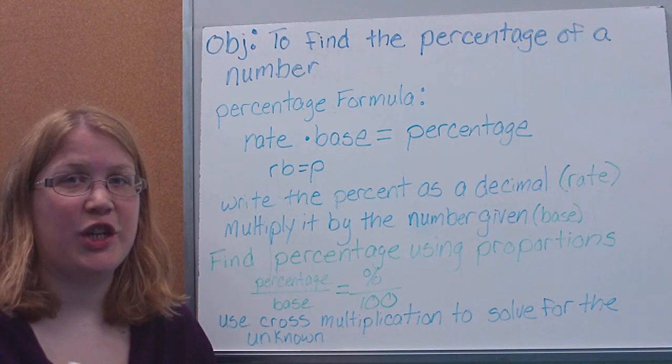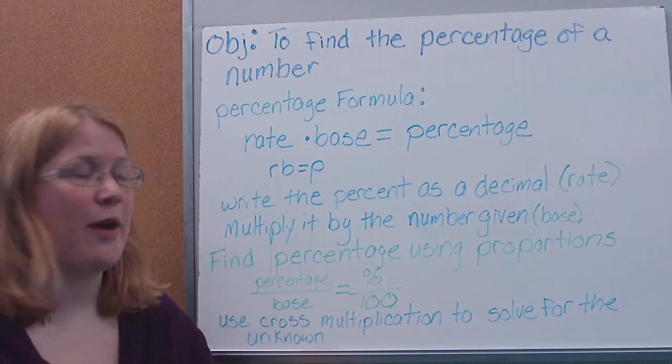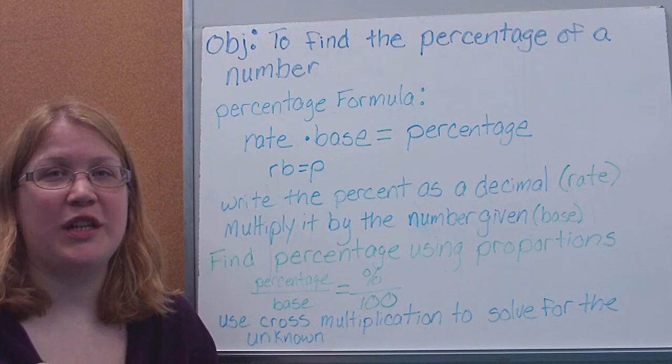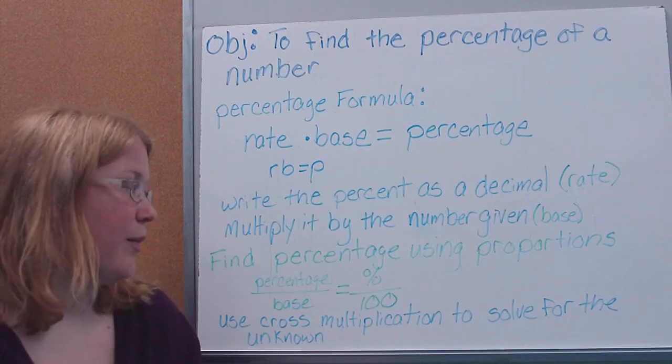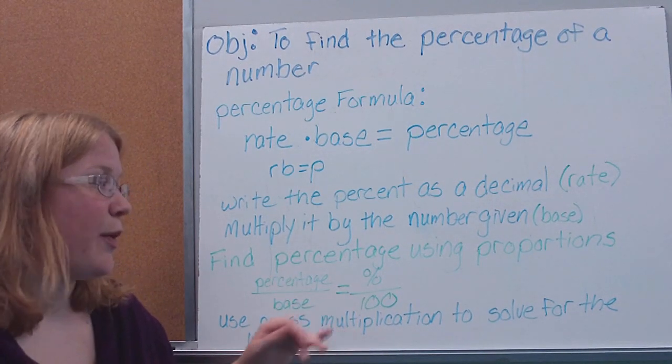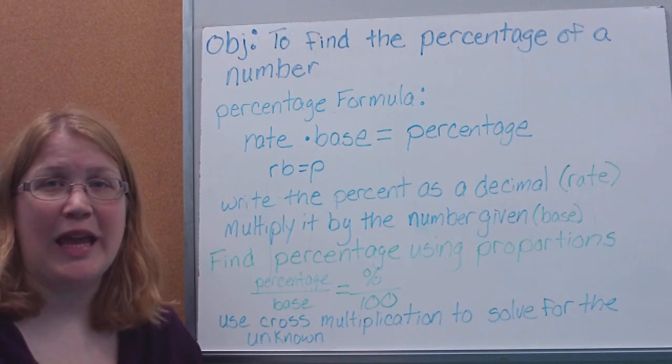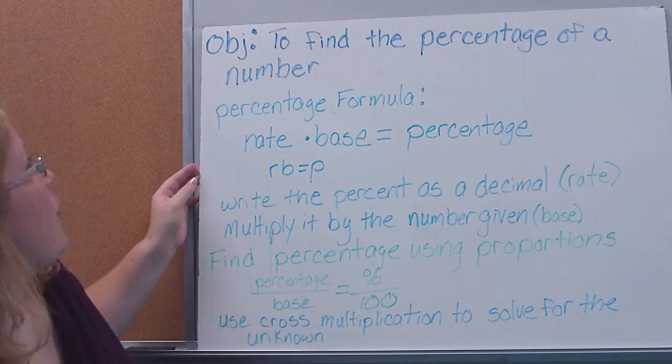And remember, percentage and percent are different. The percent tells me how much I'm taking off. The percentage is how much that is of the number. So then once we set up our proportion, we would just use our cross multiplication rules to solve for our unknown number.